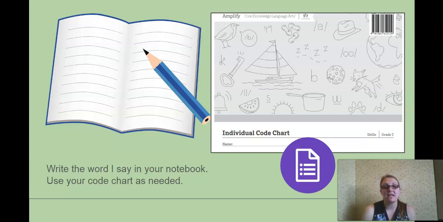Very carefully listen. Tub. I put my dog in the tub to give him a bath. Tub. And once again, you can use your individual code chart to help you sound out the word.